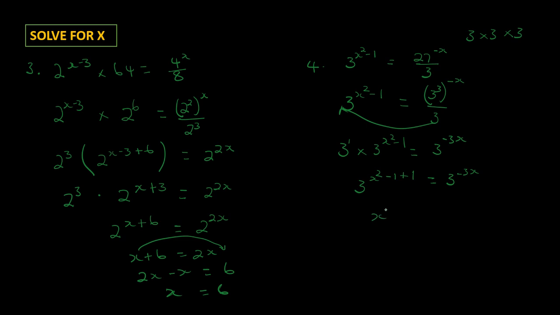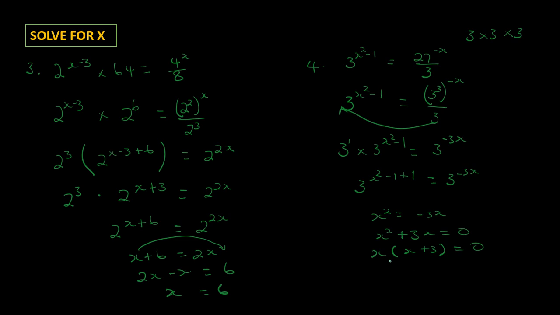So basically we have that x squared is equal to negative 3x, and we continue by doing this. x squared plus 3x is equal to 0. Okay, and we see a common factor of x, so we can take x out, and that will be x times x plus 3 is equal to 0.